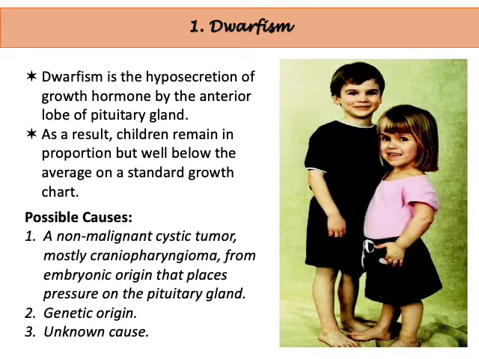Possible causes are: 1. A tumor, mostly craniopharyngioma, that is of embryonic origin. This places pressure on the pituitary gland, causing the hyposecretion of the growth hormone. Second is of genetic origin. Third is probably idiopathic, from an unknown cause. Among all these possible causes, hypopituitarism in children is mostly from unknown cause.